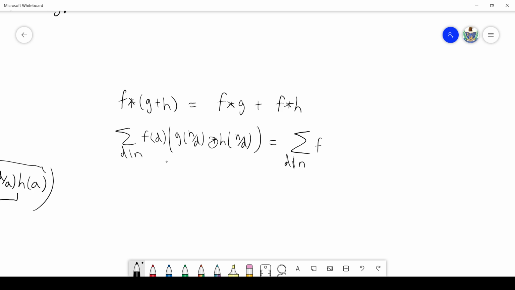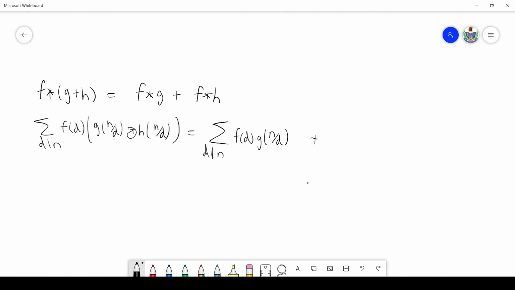So we have the sum of f of d, g of n over d, plus the sum of f of d, h of n over d. So, right, these are obviously just straight definitions of f composed with g and f composed with h.